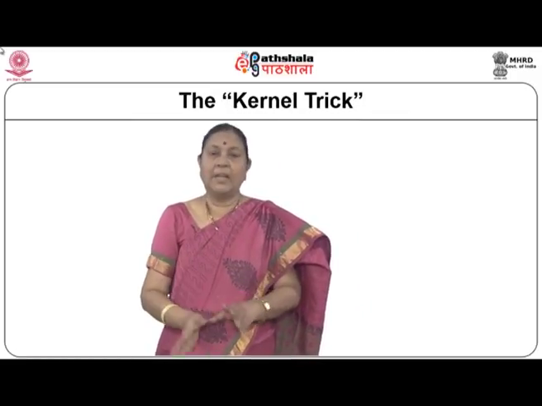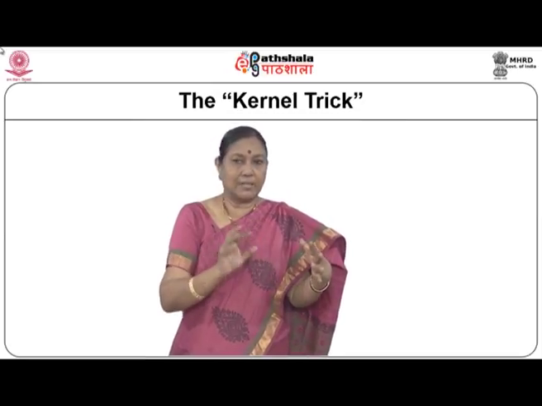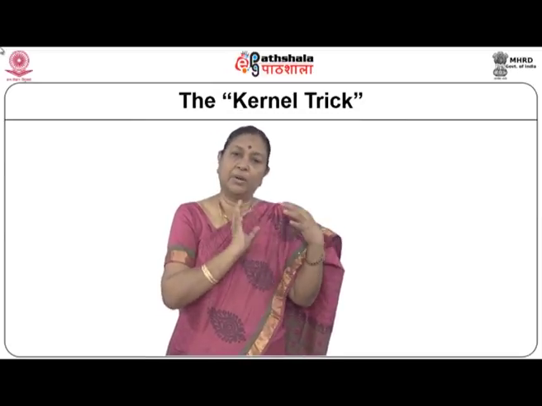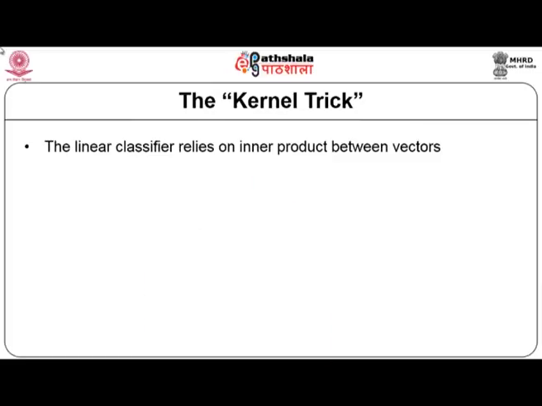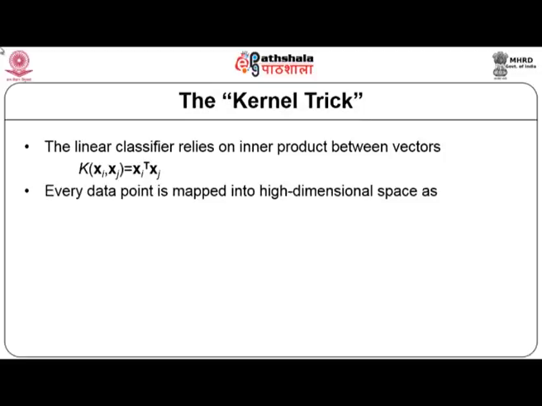So, instead of doing that, we take this data space, we do not consider it as noise, but we convert it from a lower dimension to a higher dimension and then use the kernel trick. So, what is the kernel trick? The linear classifier relies on inner product between the vectors. So, every data point is mapped to a higher dimensional space like this. So, x becomes phi of xi.